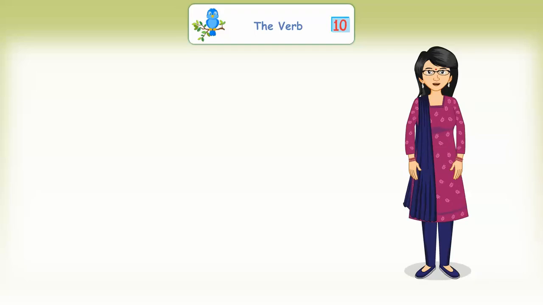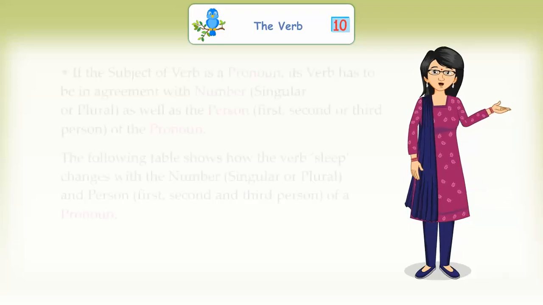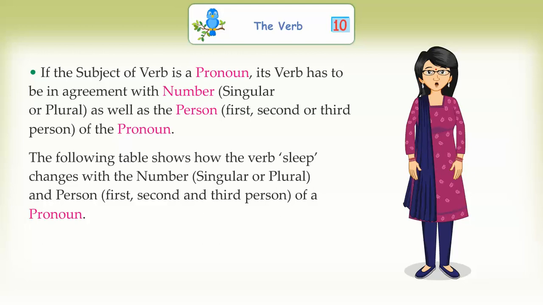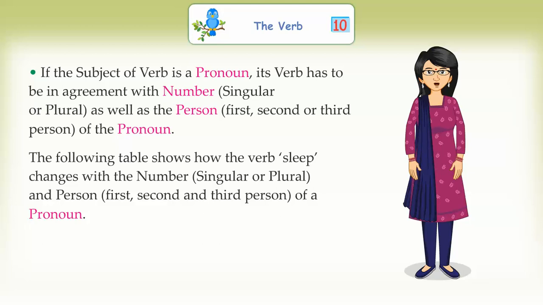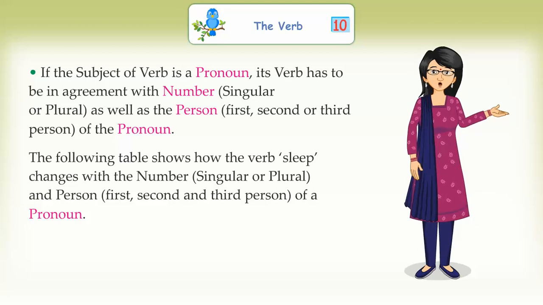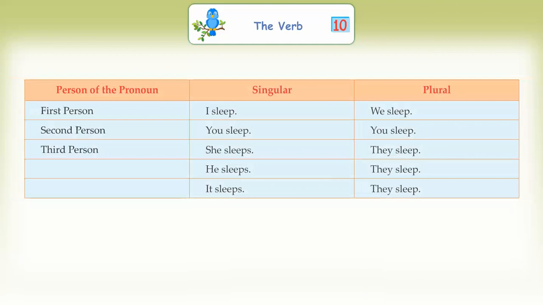If the subject of a verb is a pronoun, its verb has to be in agreement with number, singular or plural, as well as the person, first, second or third person of the pronoun. The following table shows how the verb sleep changes with the number, singular or plural, and person, first, second and third person of a pronoun.